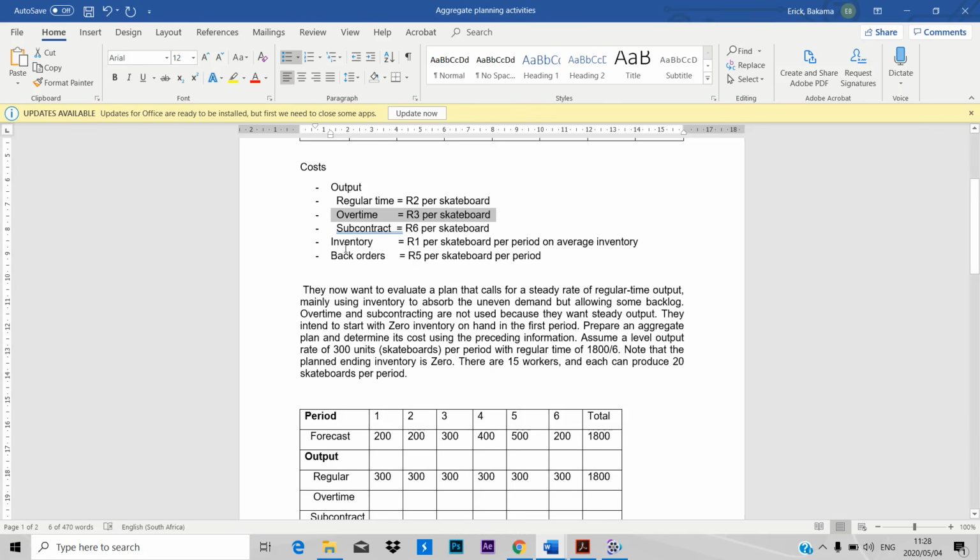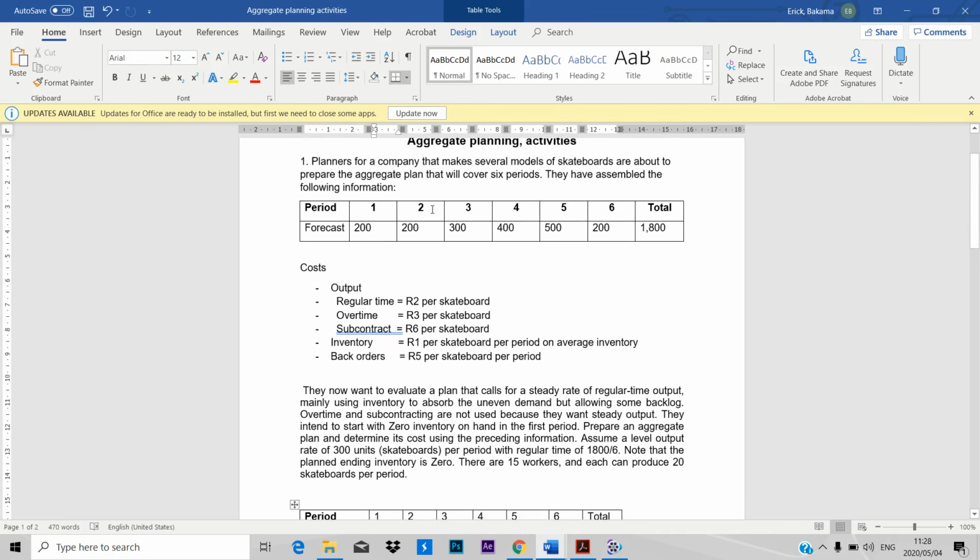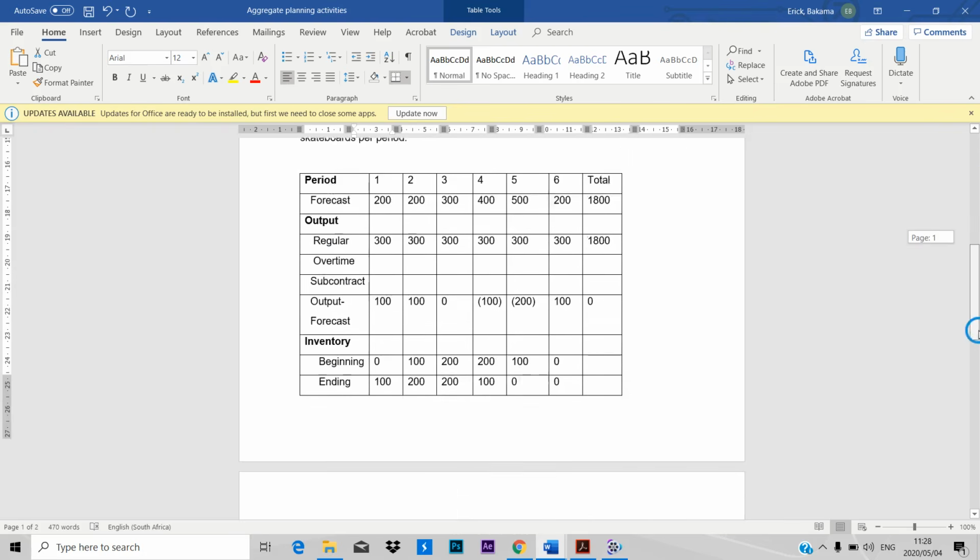So the only difference between this exercise and the previous one: first, the regular output. In the first one it was 300, while in the second it is 280. And the other difference is that they are using overtime, while in the previous one they were not. The first thing you start with is the forecast, which is already given. This is the forecast we have for the six periods, and it didn't change.